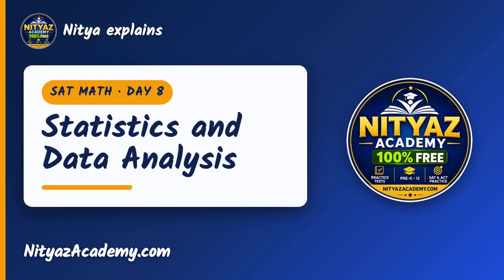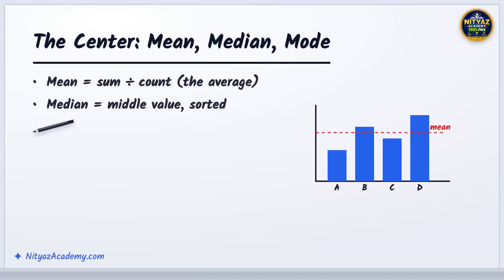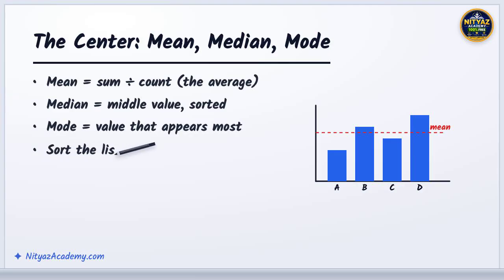Let's learn statistics and data analysis together, step by step. 3 ways to describe the center of data. The mean is the average. Add everything up and divide by how many numbers there are. The median is the middle value once the list is sorted from low to high. The mode is whatever value appears most often.